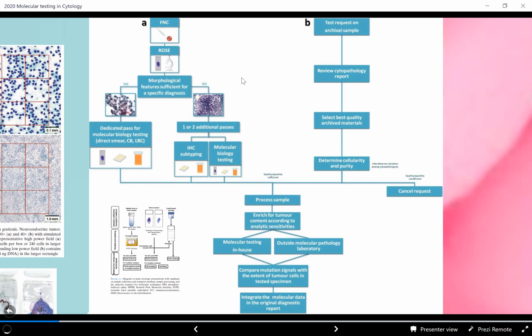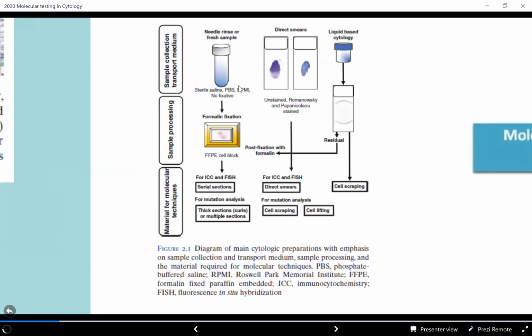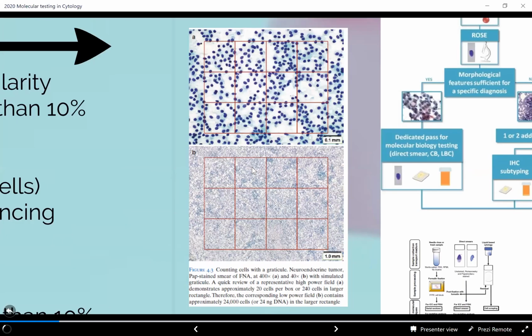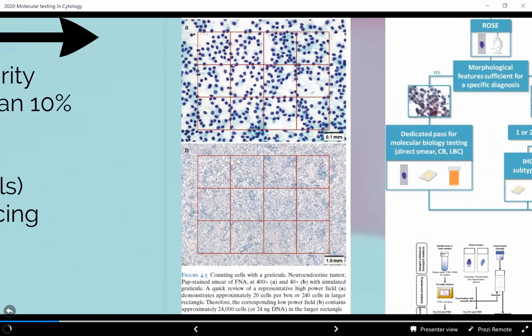You're looking at the slide, looking at the smears. You might want to rinse it to make it into a block, or you want to use liquid-based cytology, depending on what you do. And you provide the molecular material for the technique. Either you're going to use sections from the block, or you're going to scrape off cells, or you're just going to do a direct with the cells. A lot of times you will be asked to count the cells, and this is helpful if you have what they call a graticule. If you don't, you can figure it out by imagining in your head using a ruler maybe, and counting the number of different cells.